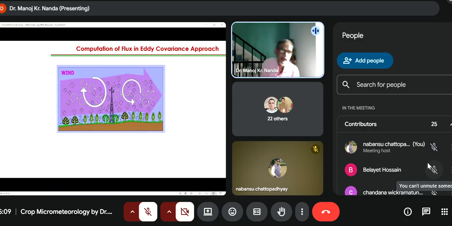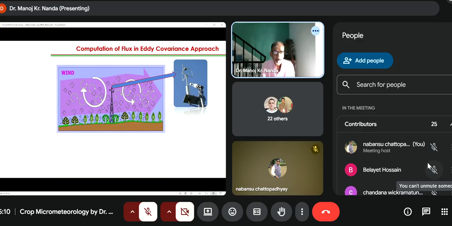So, the eddy covariance approach is a little bit complicated measurement-wise. But computation-wise, it is not that complicated, and the boundary layer concept understanding required is not that much. But measurement-wise, it is complicated. So, this is a typical eddy covariance tower.